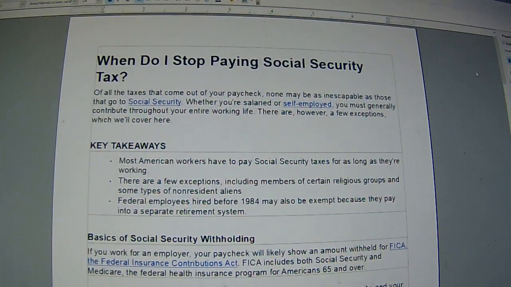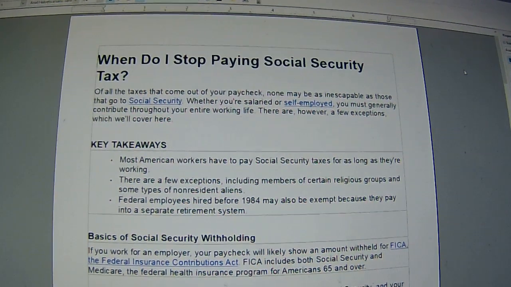However, when do I stop paying Social Security tax? This comes along with your package as well. Okay? All right. Let's move.